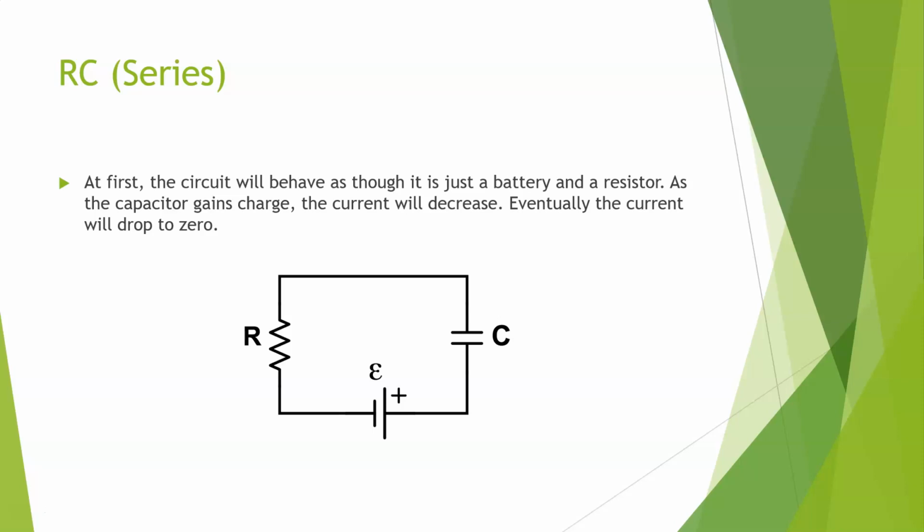When the current hits zero, we achieve what we call steady state. If after that capacitor is fully charged and the current is zero, we remove the battery and reconnect the wires, the capacitor would discharge itself through the resistor.